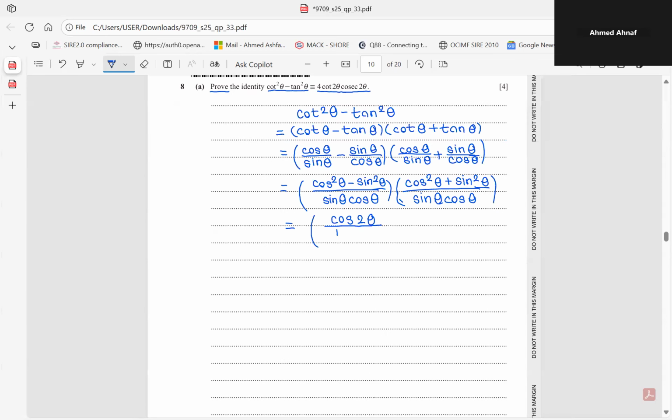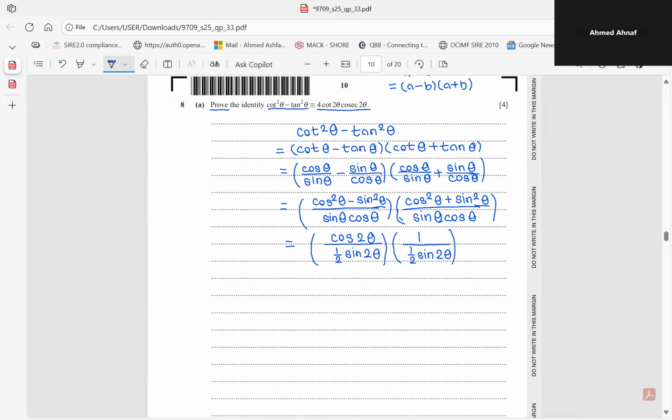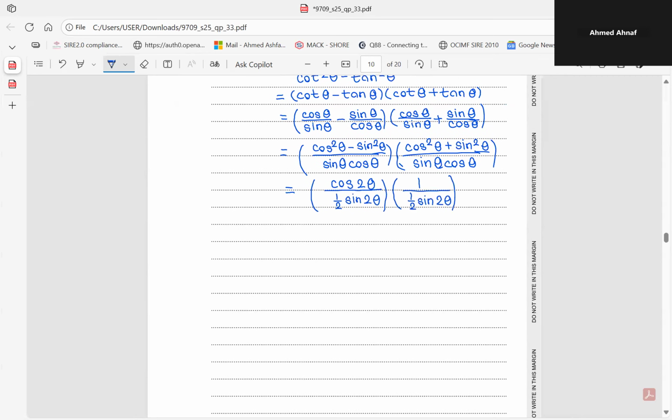So this is just half sine 2 theta, times cosine squared plus sine squared, that's 1, over half sine 2 theta. Now let's simplify this. So 1 over half, that is 2. And then cosine 2 theta over sine 2 theta, that's cotangent 2 theta. And then 1 over half, that is also 2. And 1 over sine 2 theta, you will get cosecant 2 theta.